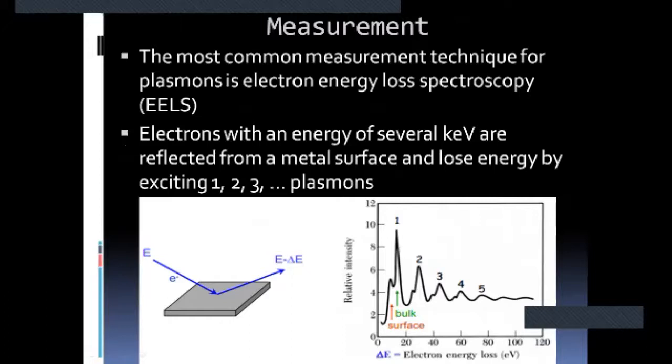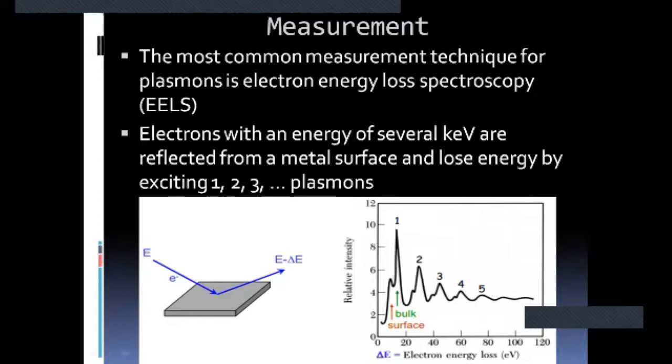So now how to measure these plasmons? The most common technique for plasmons is electron energy loss spectroscopy, and we can use Raman spectroscopy also. Electrons with an energy of several kilo electron volts are reflected from a metal surface, and lose energy by exciting plasmons.